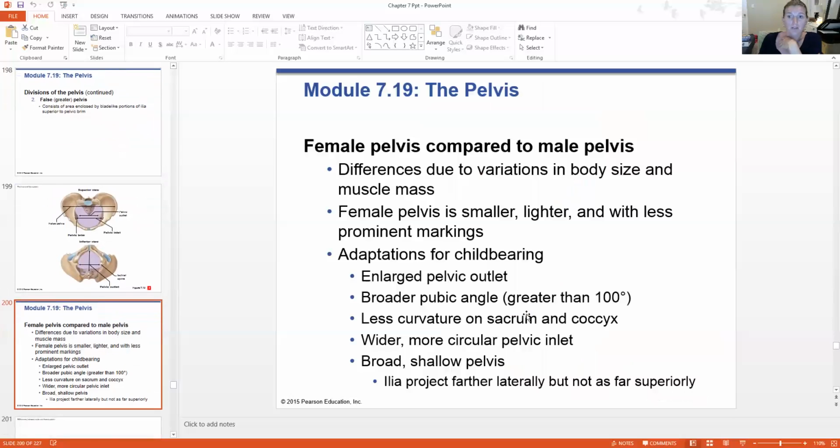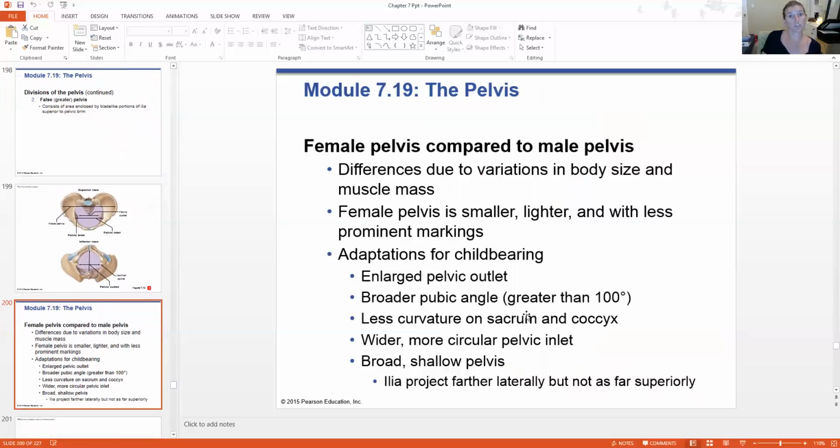Female compared to male, differences are due to body size and muscle mass, but overall female pelvis is smaller, lighter, has less prominent markings. Obviously, it has adaptations for childbearing, like an enlarged pelvic outlet. Broader pubic angle. In other words, the pubic bones are not as close together like this. They're a little wider, right?